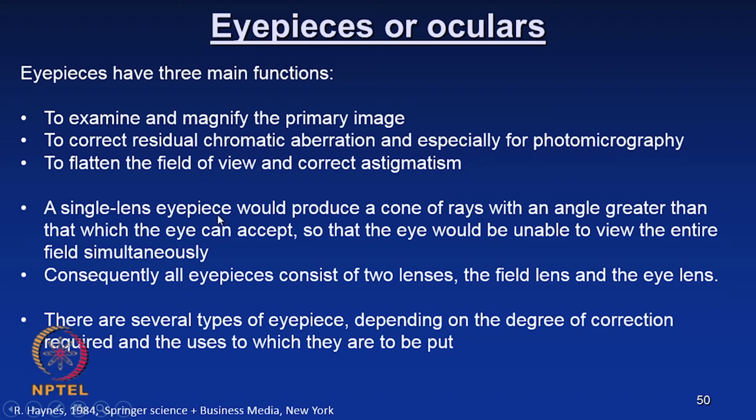A single lens eyepiece would produce a cone of rays with an angle greater than that which the eye can accept, so that the eye would be unable to view the entire field simultaneously.